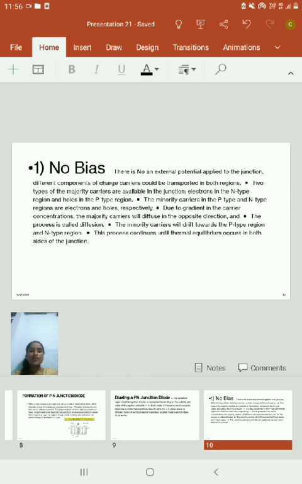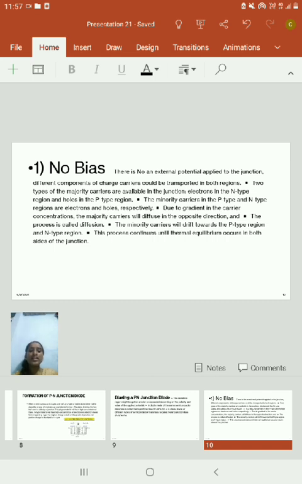Without bias, there is no external potential applied to the junction. Different components of charge carriers could be transferred in both regions. Two types of majority carriers are available in the junction: electrons in the N-type region and holes in the P-type region. The minority carriers in the P-type and N-type regions are electrons and holes respectively.